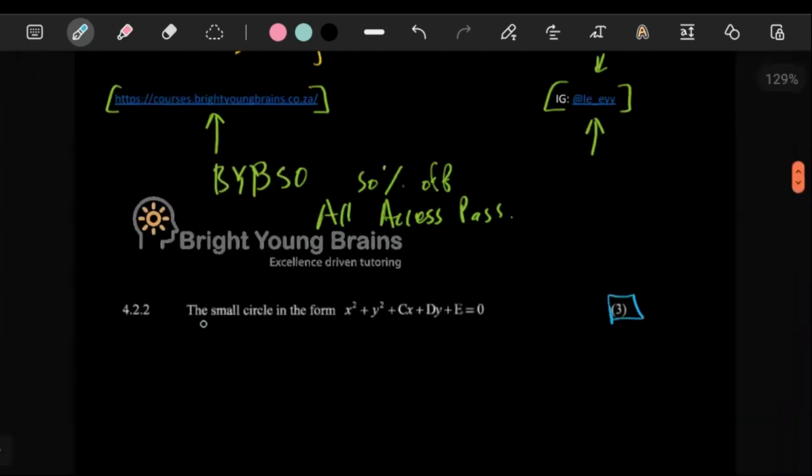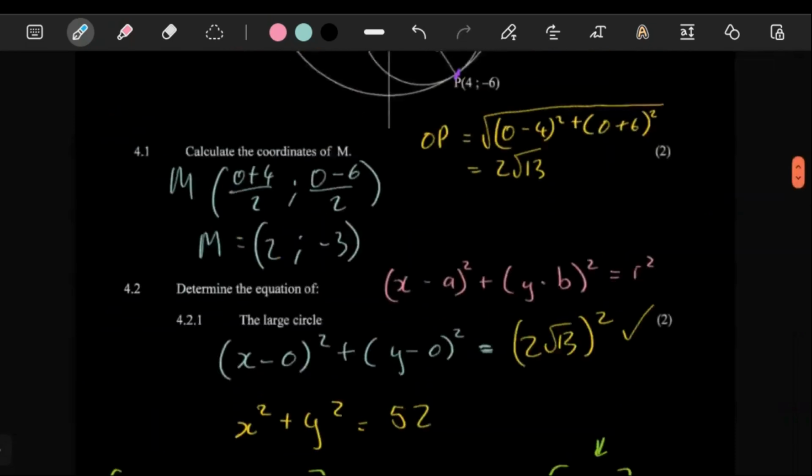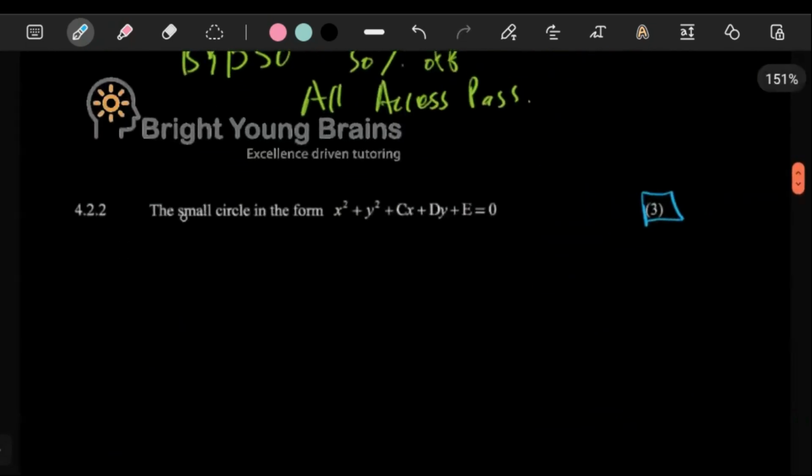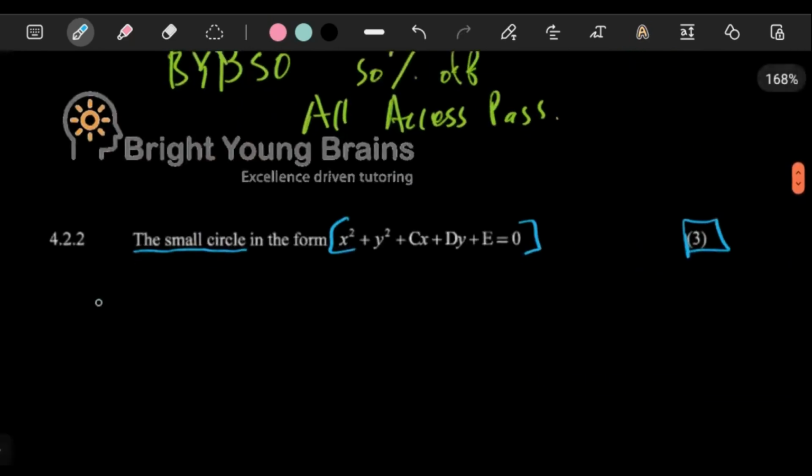Anyways, it says a small circle, we need to get the equation of the small circle. Determine the equation of the large circle. Here they're asking us to determine the equation of the small circle in this format. Determining it in this format is easy because you have to start off with the original format first, and then scramble everything afterwards.